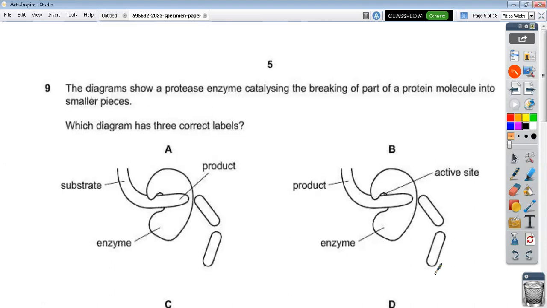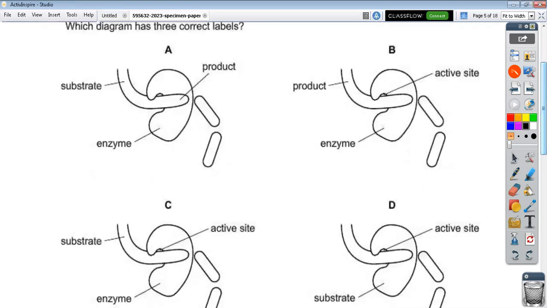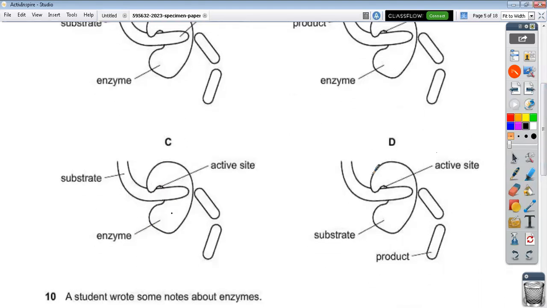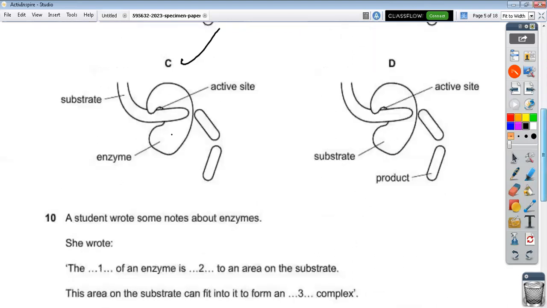The diagram shows the protease enzyme catalyzing the breaking down of part of a protein molecule into smaller pieces. Which diagram represents the correct labels? Let's see. Substrate is what the enzyme breaks down. Active site is the part of the enzyme that's in contact with that. And this is the enzyme, that's correct. So C. Clear? Yes, sir.